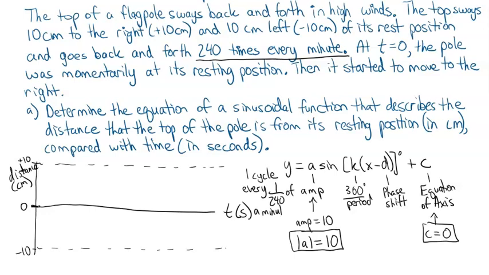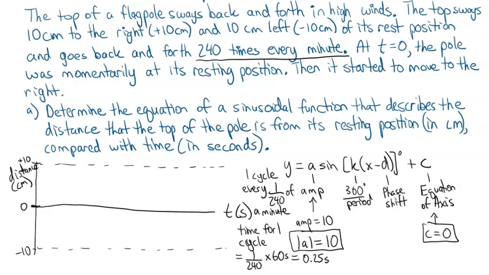One cycle every 1/240th of a minute. So what we can do is say, well, how long is one cycle? The time for one cycle, or one period, is equal to 1 over 240 times 60 seconds. And so that tells me that one cycle is going to be completed in 60 over 240. That ends up being a quarter, or 0.25 seconds.